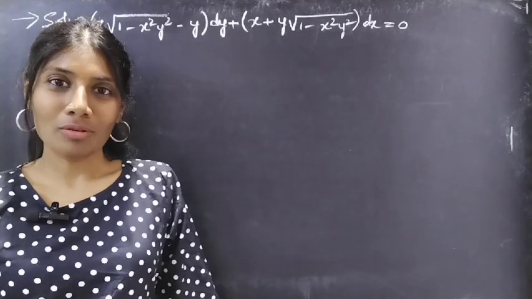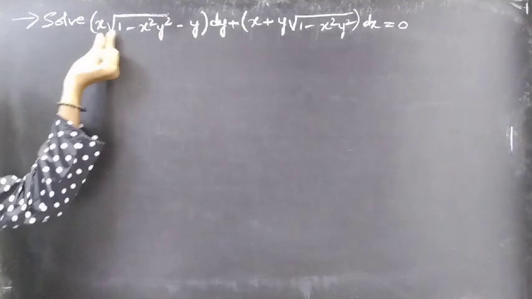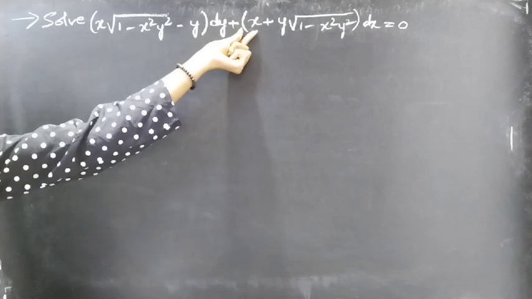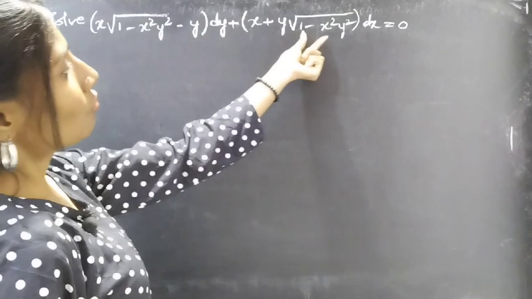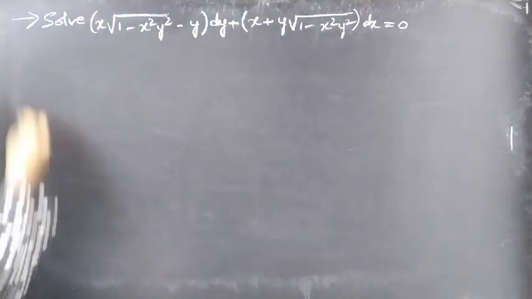In this video, we're going to solve a differential equation. So let's get going. Problem: solve x square root of 1 minus x square y square minus y into dy plus x plus y into square root of 1 minus x square y square into dx equals 0.